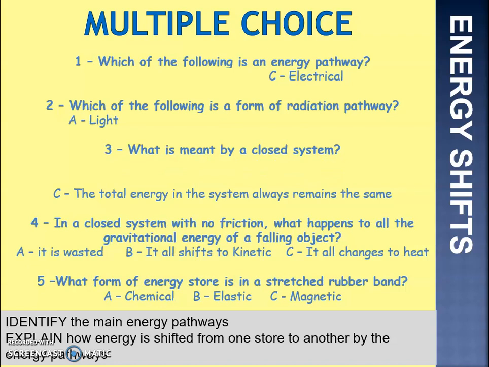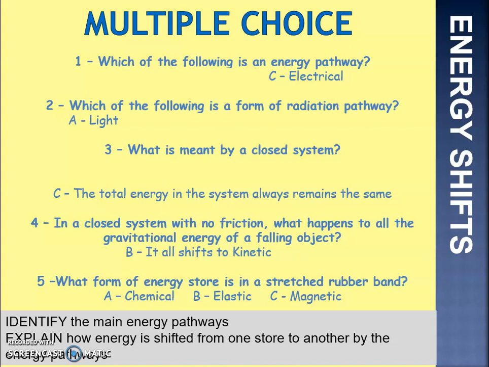In a closed system with no friction, what happens to all the gravitational energy of a falling object? Is it wasted? Does it shift to kinetic? Or does it change to heat? Correct answer is it all shifts to kinetic. Again, with a closed system, no friction means that you're going to get no heat produced.